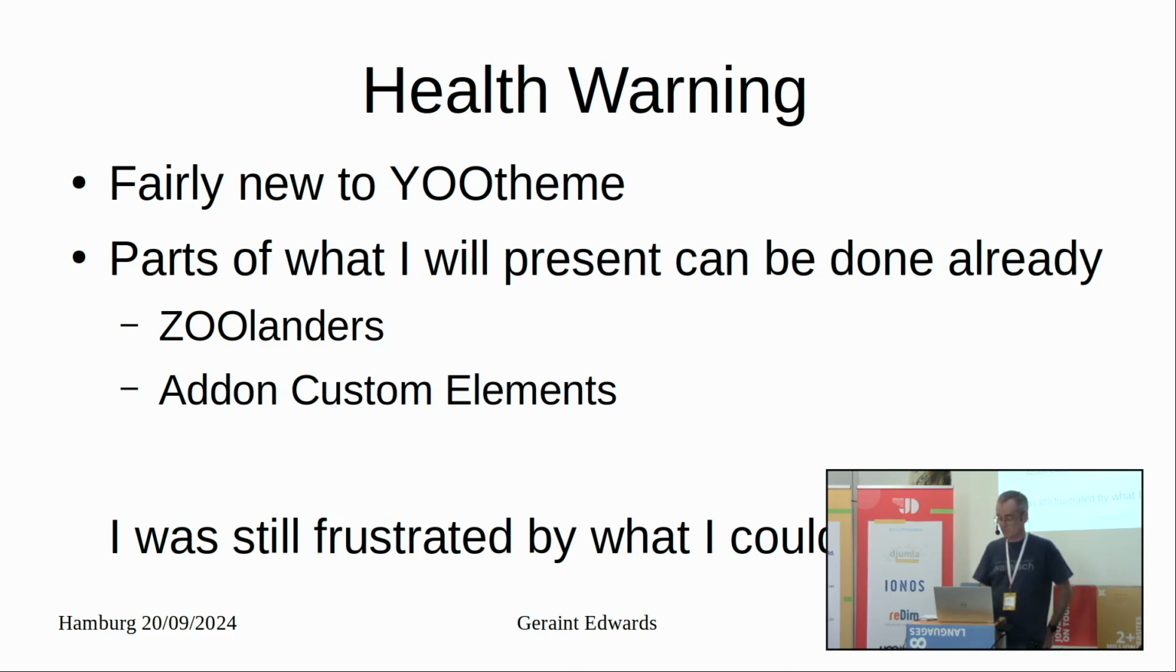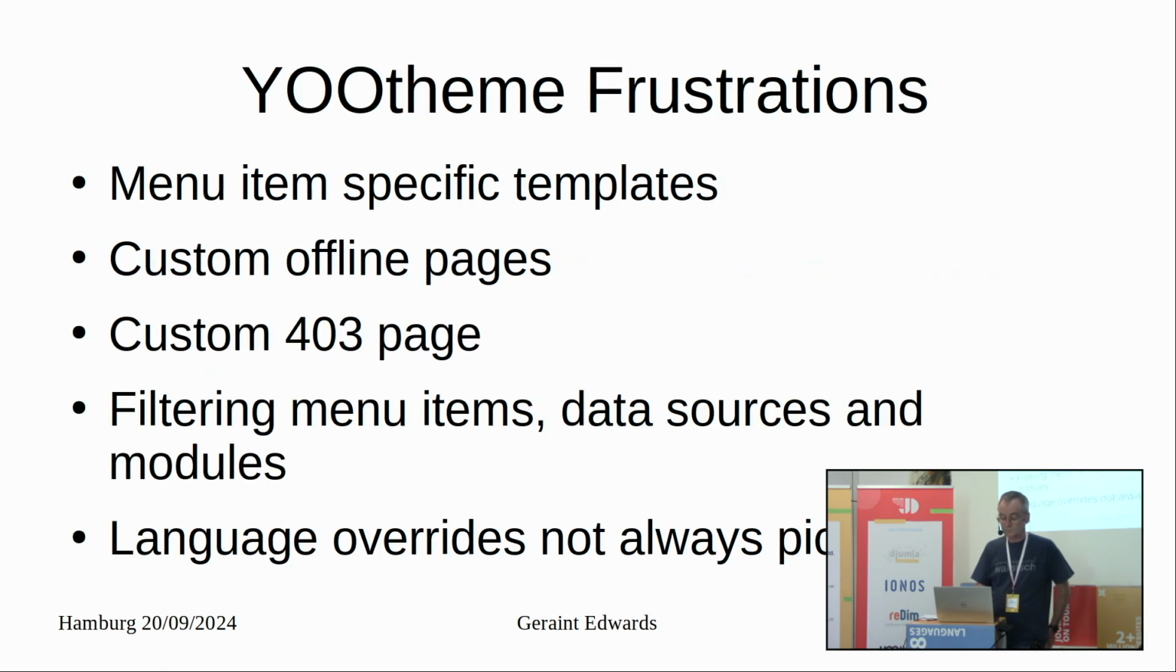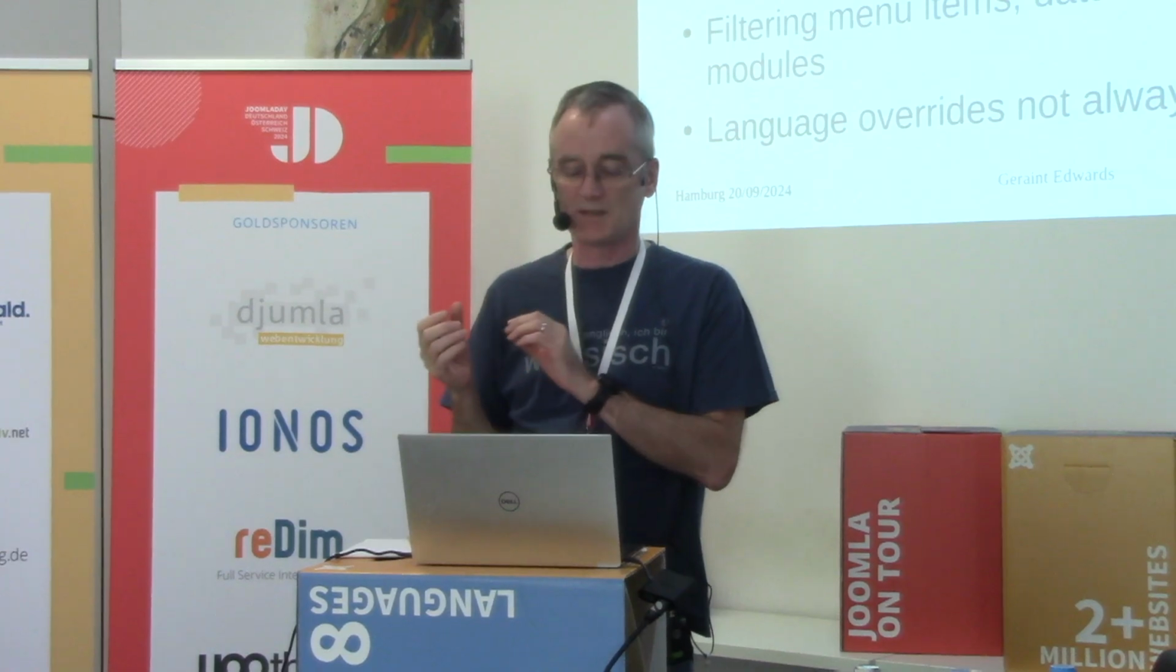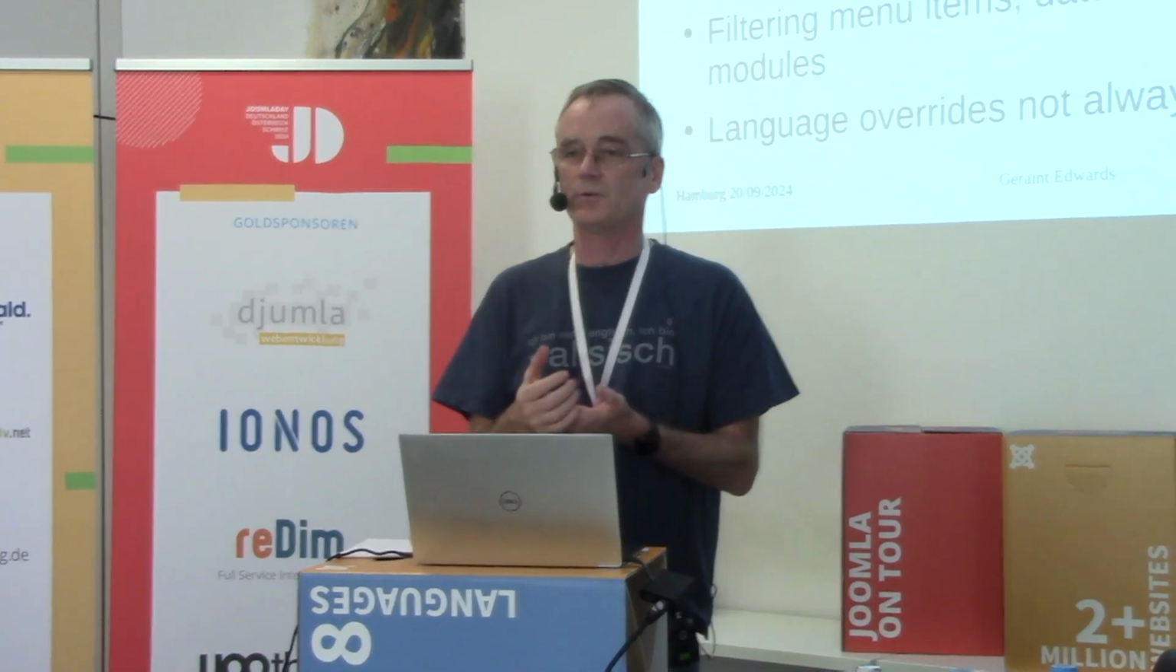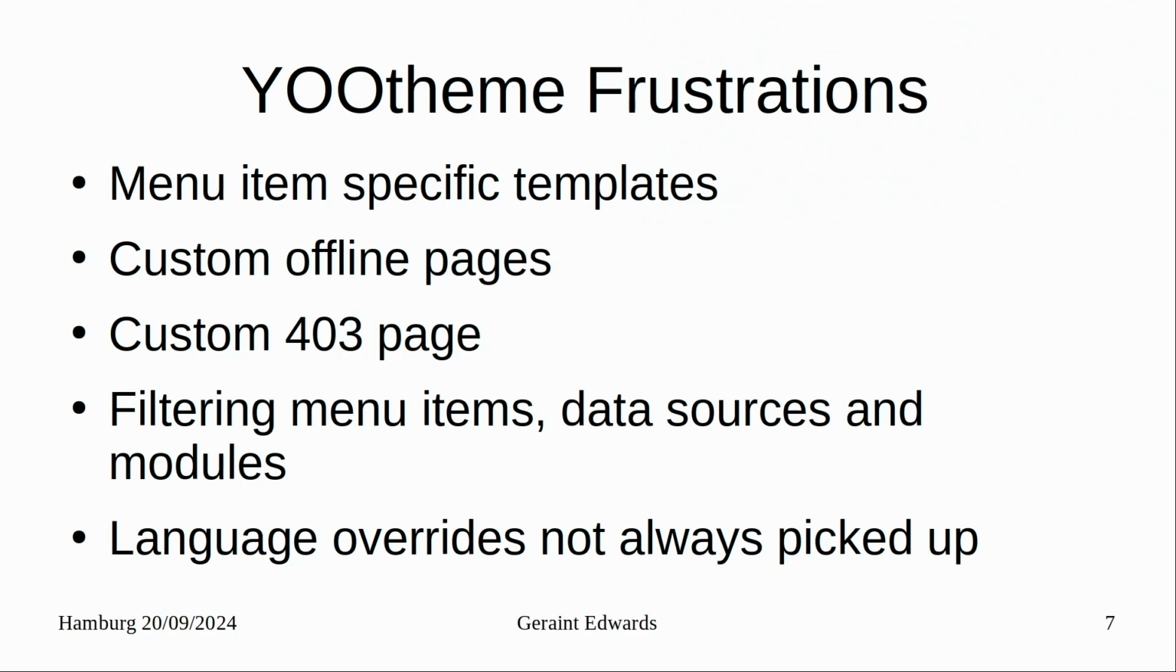So I started experimenting. Some of the frustrations I found were that I couldn't have menu item specific templates. I wanted to basically show the same material, the same content on different menu items, but in a different way. So you basically have one way of displaying a particular category blog, or one way of showing a particular category of content item, but I wanted it to be different based on the menu item.